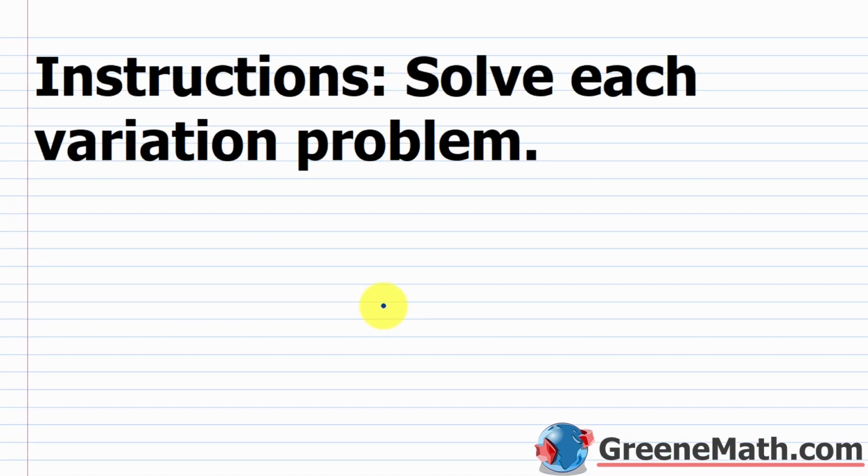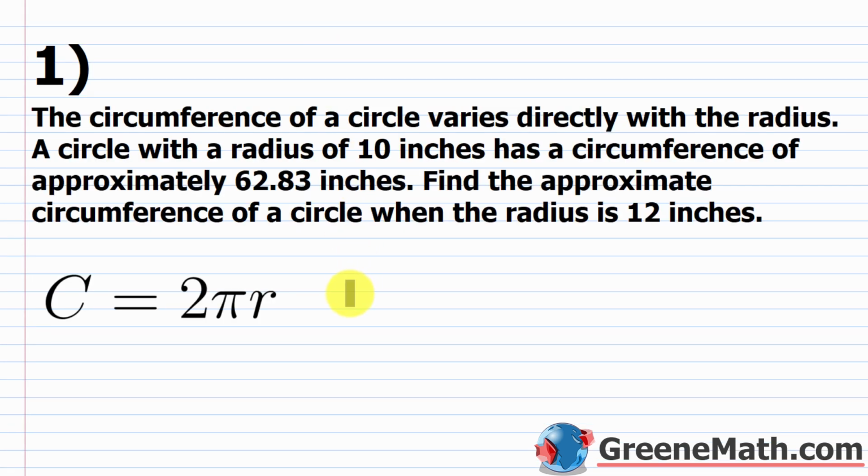All right, let's take a look at the practice test. For the instructions, we're asked to solve each variation problem. All right, let's take a look at the first problem. So the circumference of a circle varies directly with the radius. We are told that a circle with a radius of 10 inches has a circumference of approximately 62.83 inches. We want to find the approximate circumference of a circle when the radius is 12 inches.